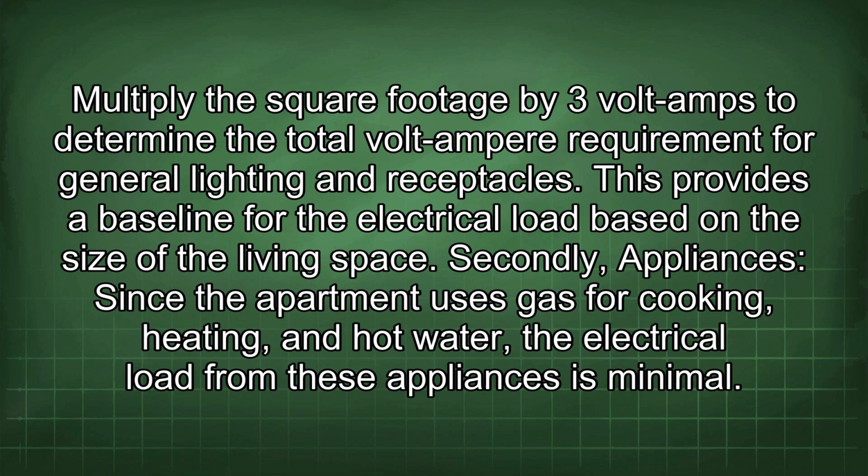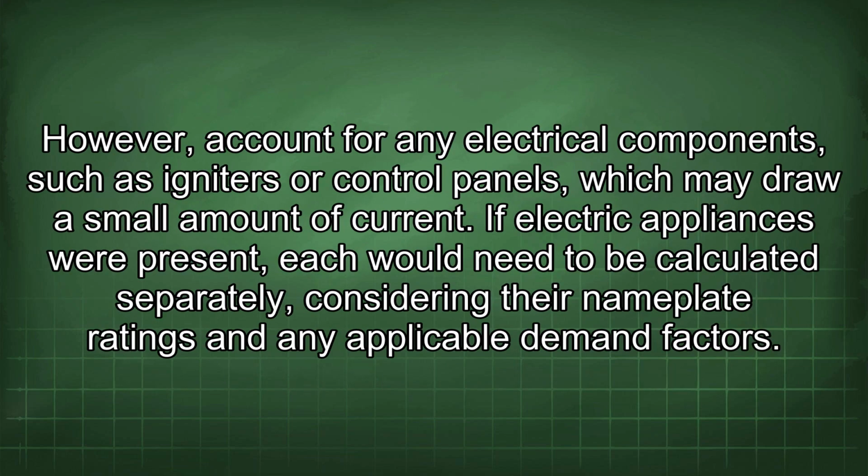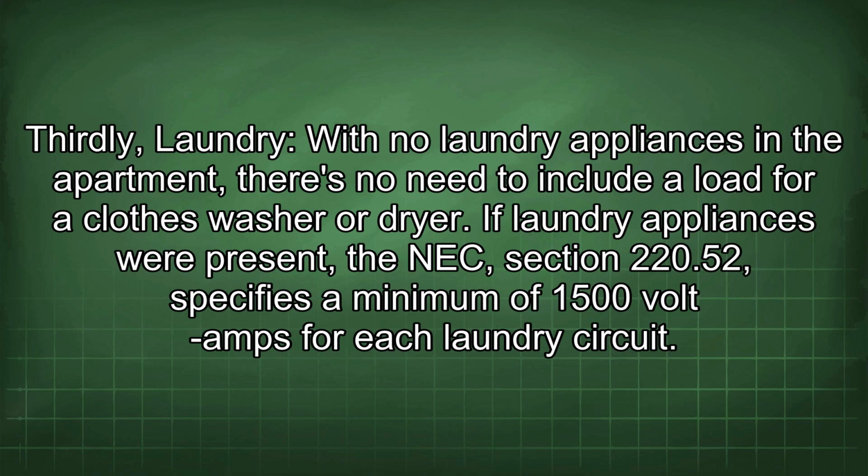Secondly, appliances. Since the apartment uses gas for cooking, heating, and hot water, the electrical load from these appliances is minimal. However, account for any electrical components, such as ignitors or control panels, which may draw a small amount of current. If electric appliances were present, each would need to be calculated separately, considering their nameplate ratings and any applicable demand factors. Thirdly, laundry. With no laundry appliances in the apartment, there is no need to include a load for a clothes washer or dryer. If laundry appliances were present, the NEC Section 220.52 specifies a minimum of 1500 volt-amps for each laundry circuit.